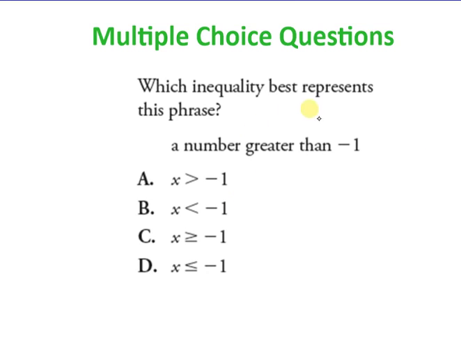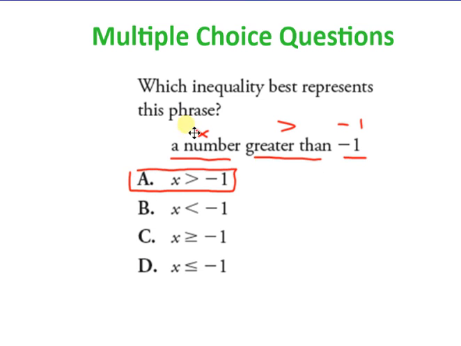So, which inequality best represents the phrase, a number greater than -1? So, simply all you have to do is annotate it. A number, x, greater than, there's your sign, -1. Which one matches? Well, if you annotate it properly, just as we did, letter A is the one that matches.